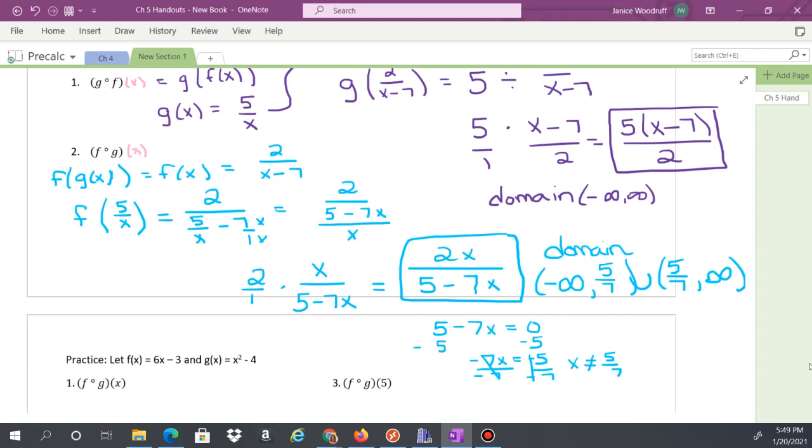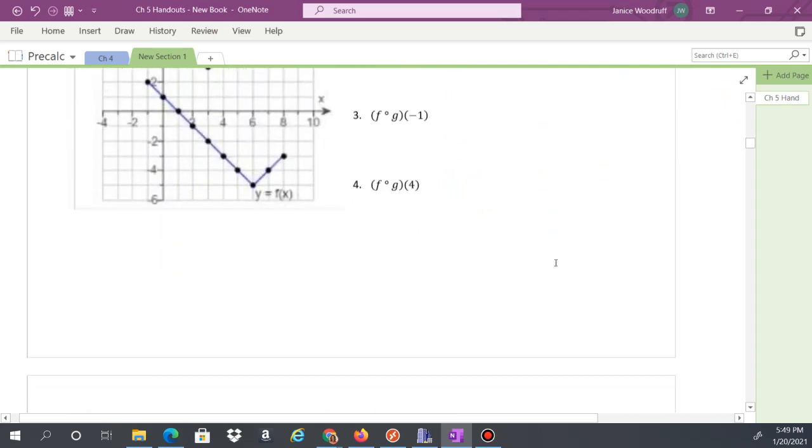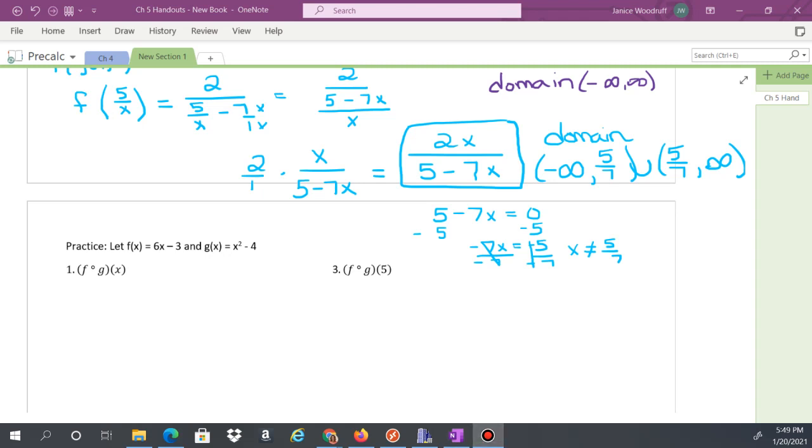Okay, so go ahead and try these problems here. You've got 6x minus 3 and x squared minus 4. And that covers 5.1.